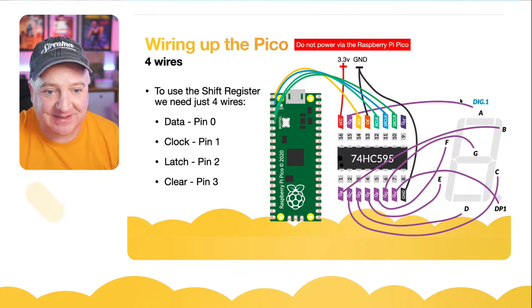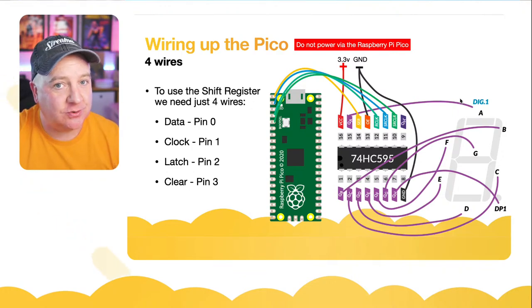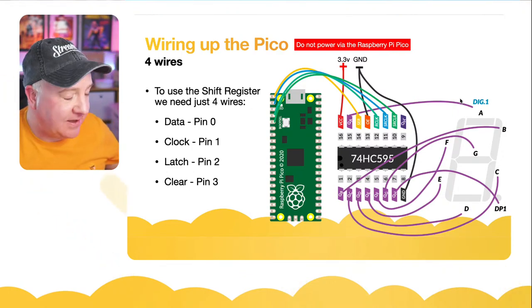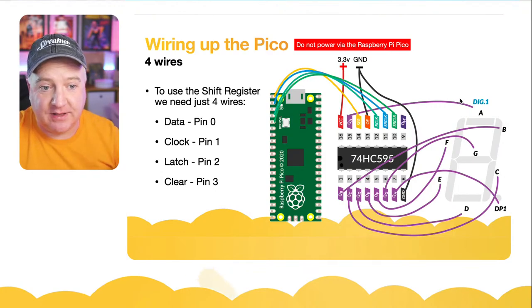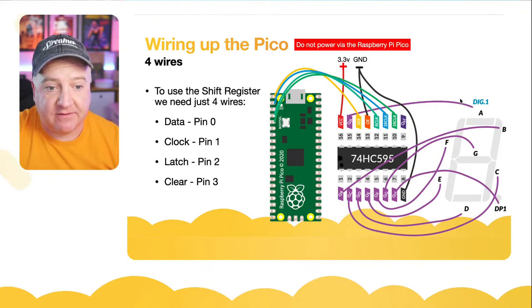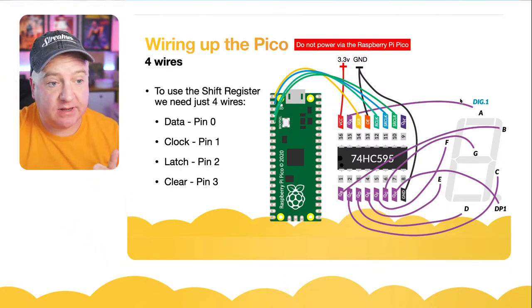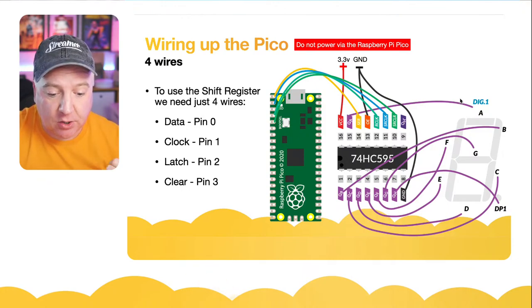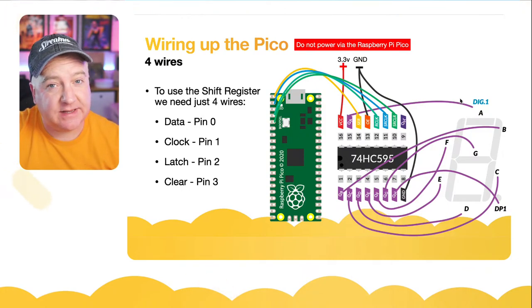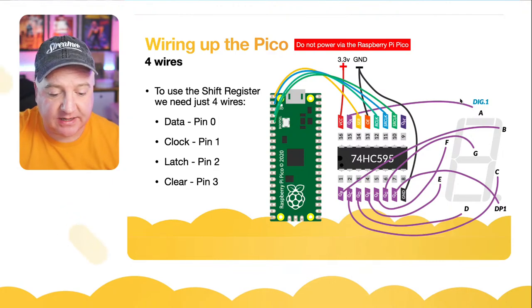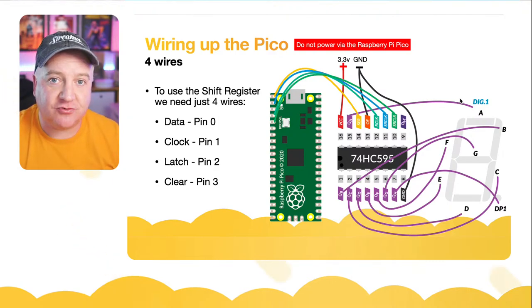I've said do not power the LEDs on the Raspberry Pi Pico. Use an external power supply. I've got my bench power supply there connected to the 595 chip, to that voltage in pin 16. That's separate from the Pico. All that we are feeding from the Pico is the serial input, the clock, the latch, and I've added the clear.